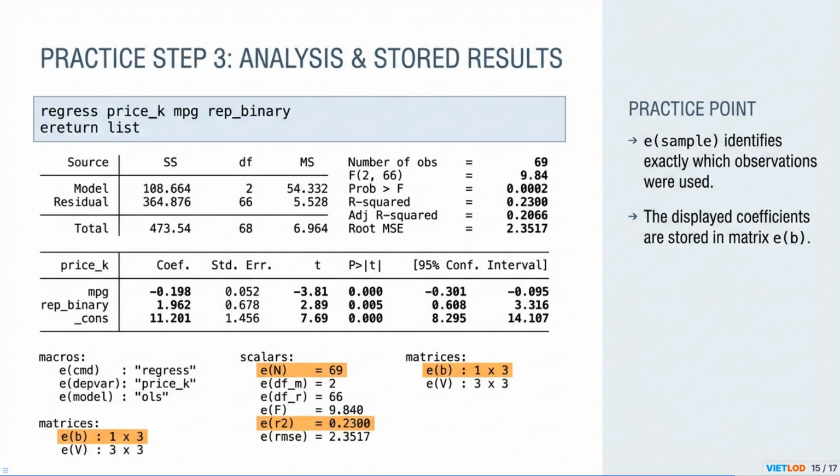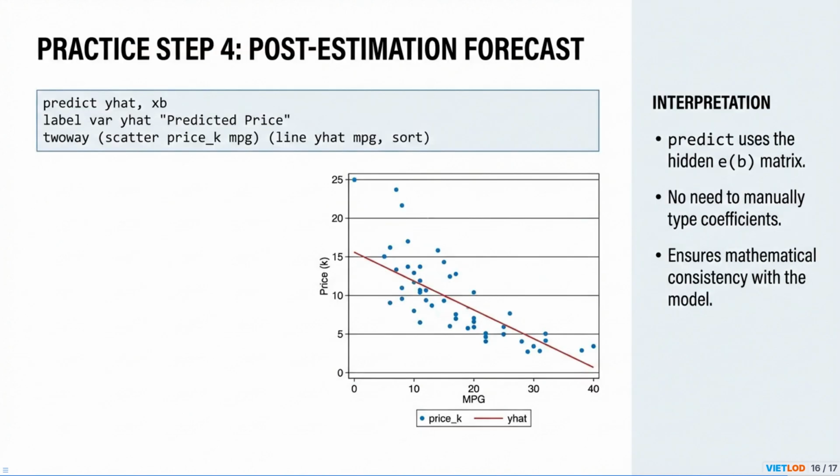Now for Step 3, Analysis. We run a simple OLS, Ordinary Least Squares regression: regress price_K mpg rep_binary. This command estimates the effect of mileage and repair record on car price. Immediately after the regression, we run ereturn list. This command reveals all the results Stata has stored in the e class.